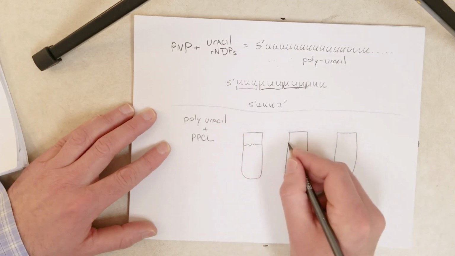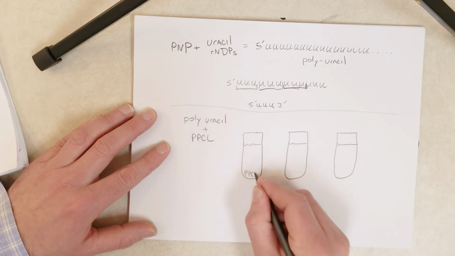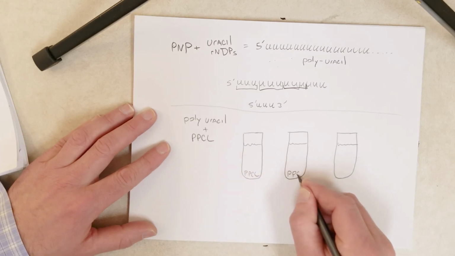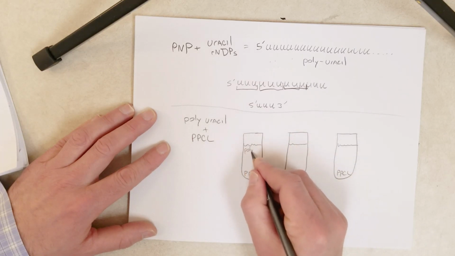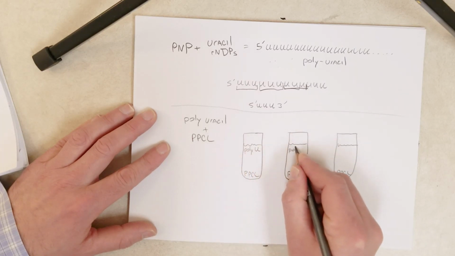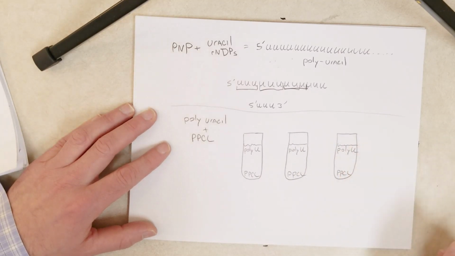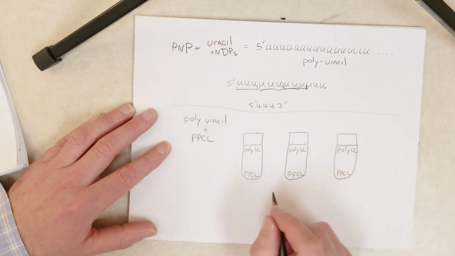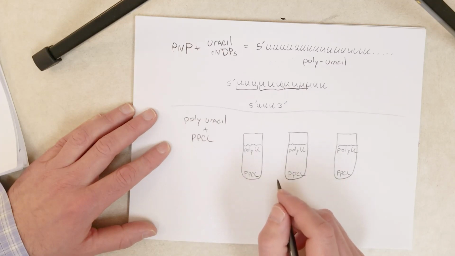So, and there's the top of the liquid in the test tube. Here, PPCL has been added to each one. Poly-U has been added to each one. And every tube is going to get one thing different. They're each going to get a radioactive amino acid.